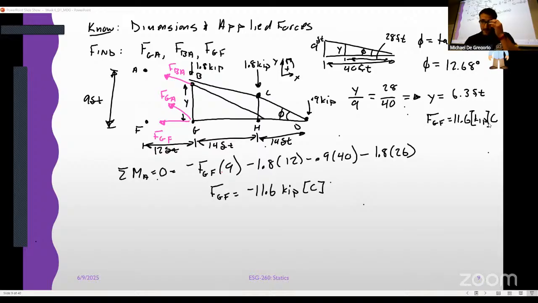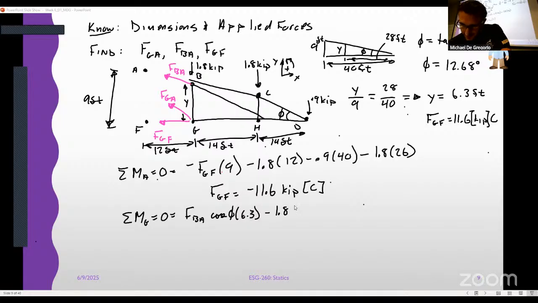Next thing that I'm going to do, in the spirit of eliminating more forces, I'm going to sum the moment at G. If I sum the moment at G, I can solve for FBA. The only difference here is that FBA needs to be broken into components, right? The Y component of FBA is 0 because it passes through G. So I just need the X component. So I have FBA times the cosine of phi times 6.3, which is why I needed that angle, right? Or why I needed that distance.